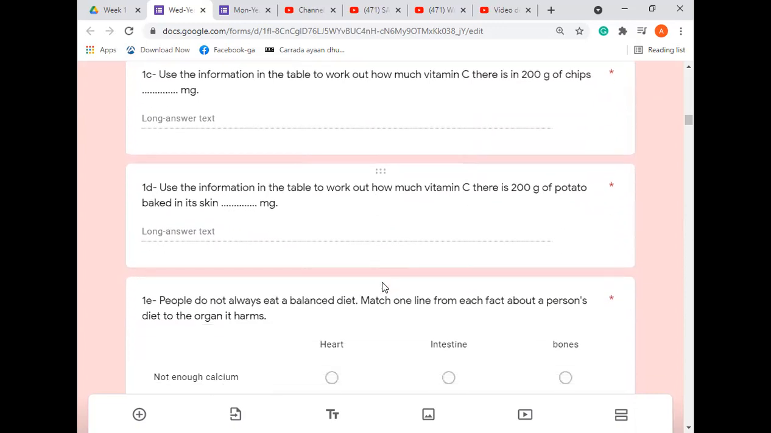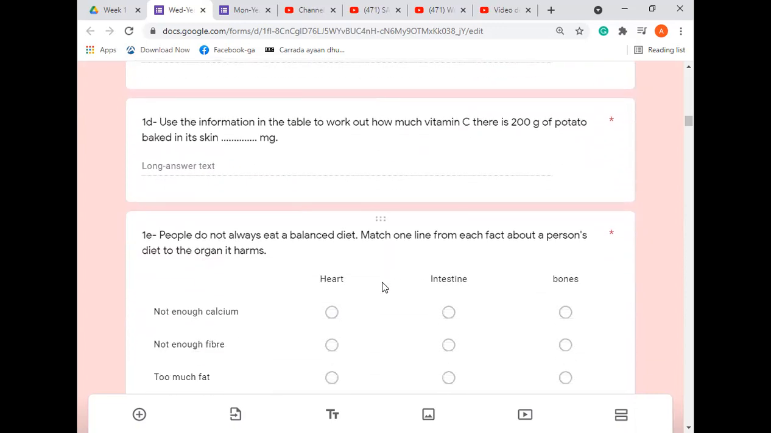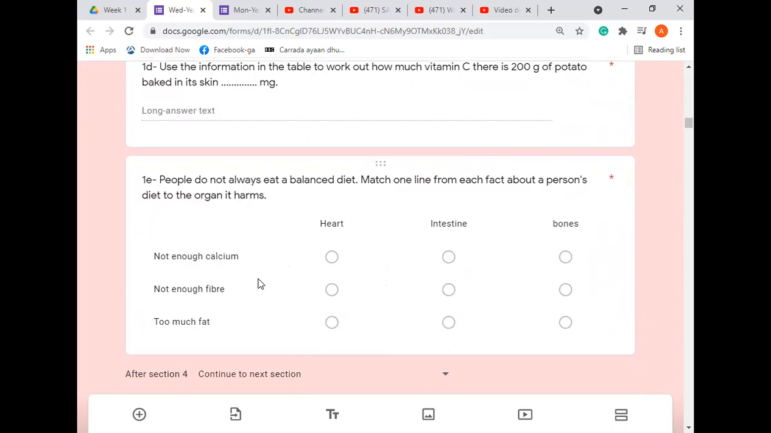People do not always eat a balanced diet. Match one line from each fact about the persons. So not enough calcium, which organ does it basically affect? Not enough fiber, which organ does it basically affect? Too much fat, which organ does it affect?